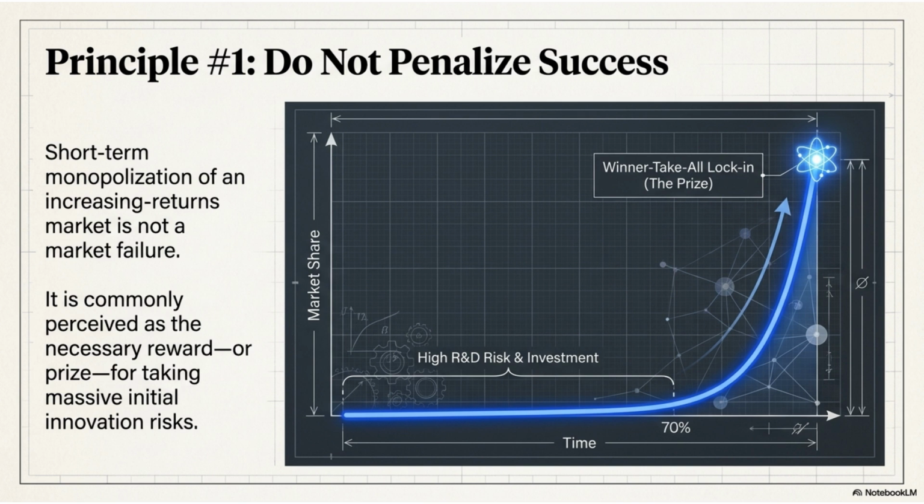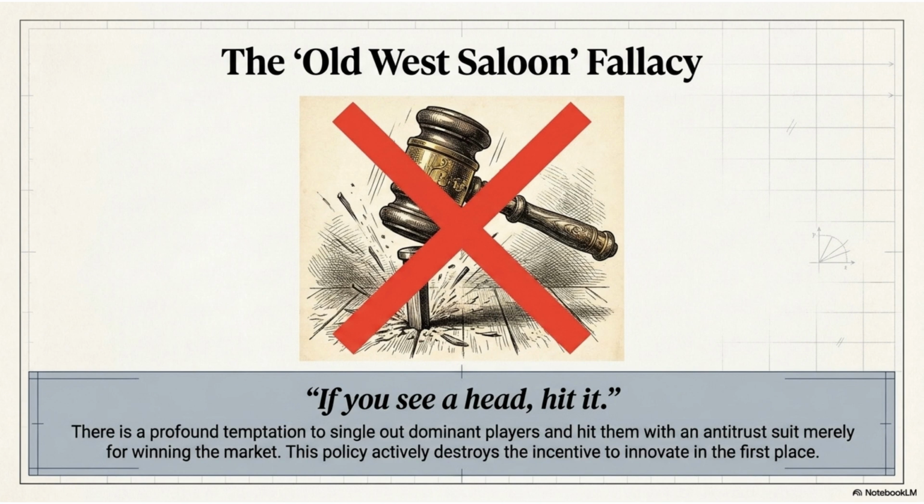I love the analogy the source uses for this, the Old West Saloon analogy. Oh, yes. Because regulators, when they see a really powerful new tech giant, they get this temptation to just treat it like a saloon brawl. You know, if you see a head, hit it. Right, whack-a-mole antitrust policies. Yeah, exactly. But why is that so disastrous here? I mean, why not just hit the biggest guy in the room?